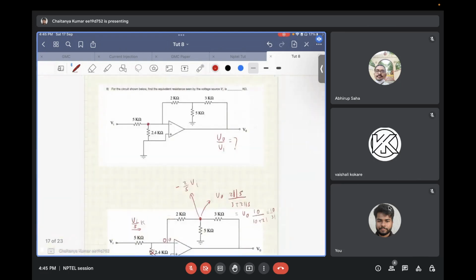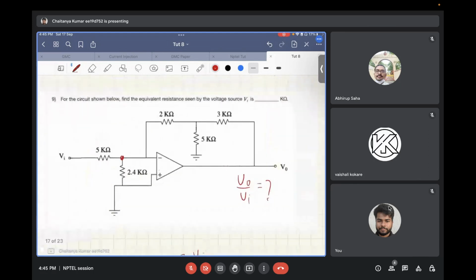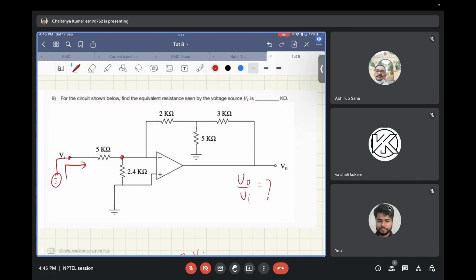Okay, so let's move to the next question. So here, find out two things. One is the input resistance that is being seen by this voltage source Vi, and the other thing is the gain from input to output. This gain you need to find. So please try it out.